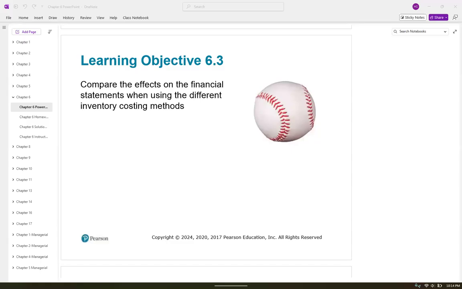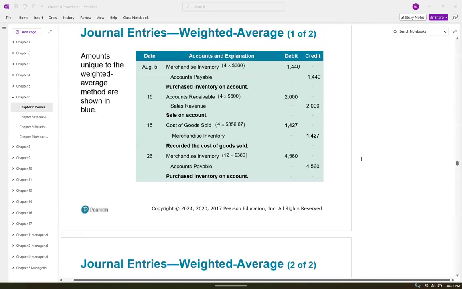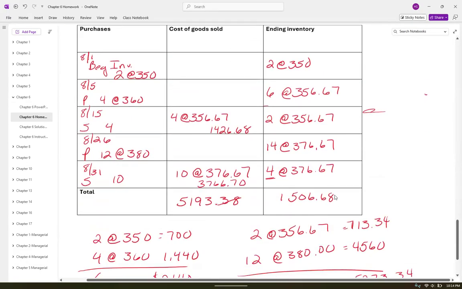All right, so we're picking up on learning objective 6.3. And before we push into this 6.3, I kind of want to go backwards just a little bit. Last video was getting a little bit long, and I wanted to show you the journal entries. We learned the journal entries back in chapter 5. These are the exact same journal entries. It's just taking it from these little charts that I did and then understanding what those journal entries were.